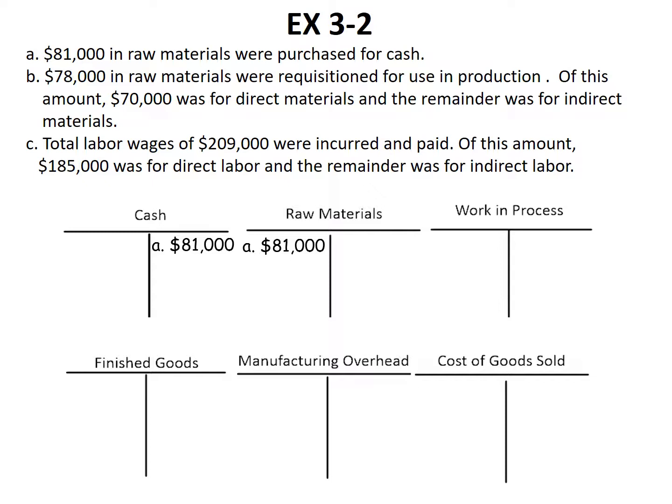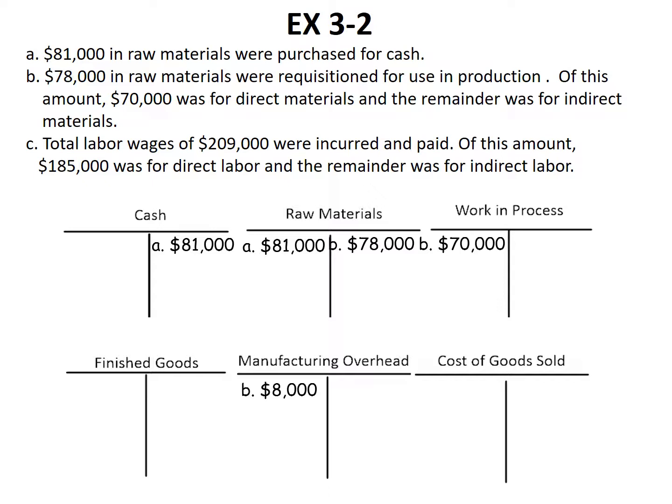Let's take a look at the journal entry. We're going to credit raw materials for the full amount of $78,000. Then we're going to debit work in process for $70,000, which is the portion of the materials requisitioned that are going to go directly into production. The remaining materials of $8,000 go into manufacturing overhead.